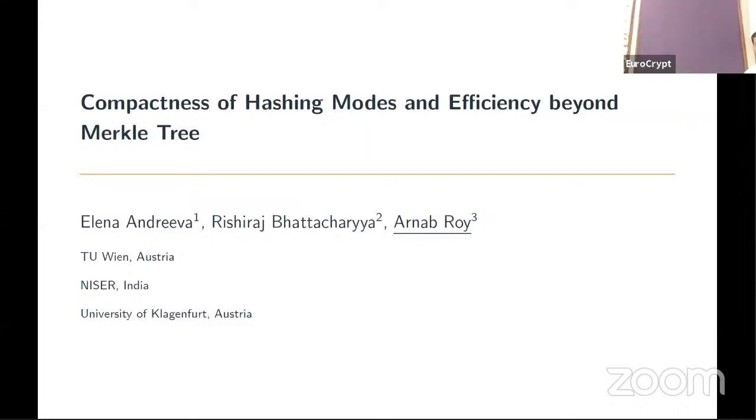So the next paper is about compactness of hashing modes and efficiency beyond Merkle tree. The paper is by Elena Andreeva, Rishiraj Bhattacharyya, and Arnab Roy. And Arnab will give a talk. Thank you for the introduction. Good afternoon, everyone. So I'm going to talk about the compactness of hashing modes and efficiency beyond Merkle tree. This is a joint work, as Ketan said, with Elena Andreeva from TU Wien, and Rishiraj Bhattacharyya from NISER, India.